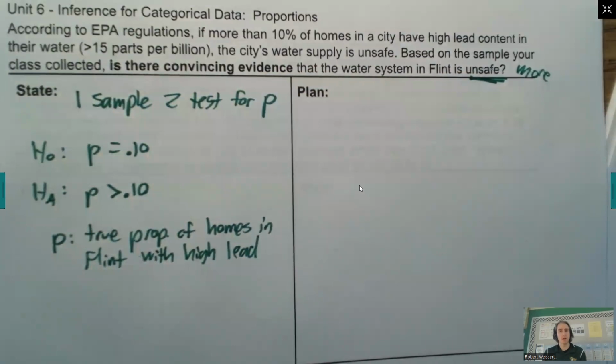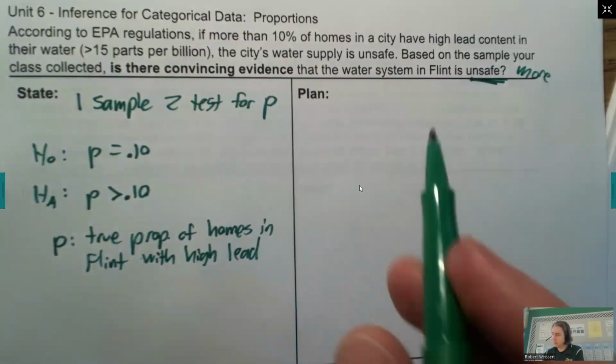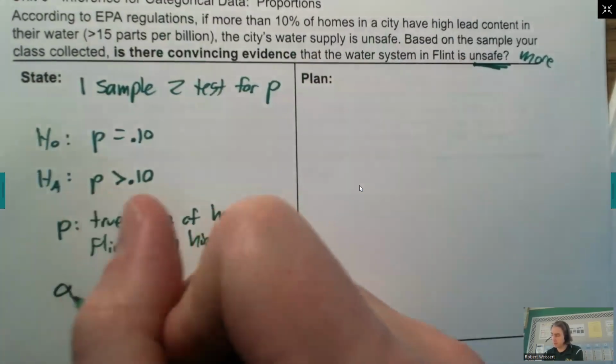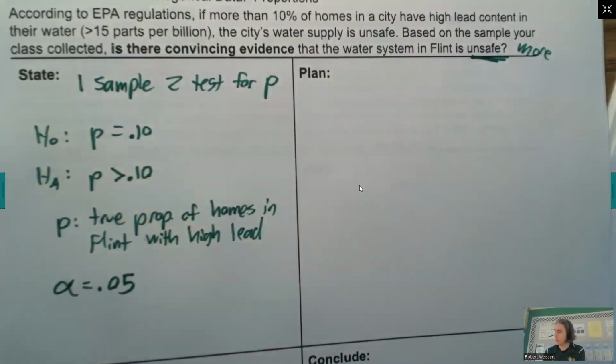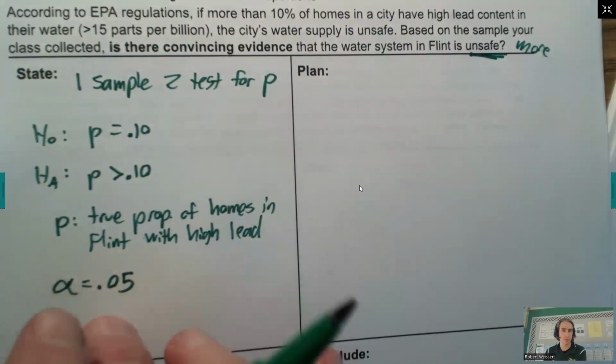And we also want to set our alpha level. What is our alpha level? Well, if it doesn't say, I usually default it to the 5%. So we just simply state alpha equals 0.05. We want to compare our p-value to this number here.